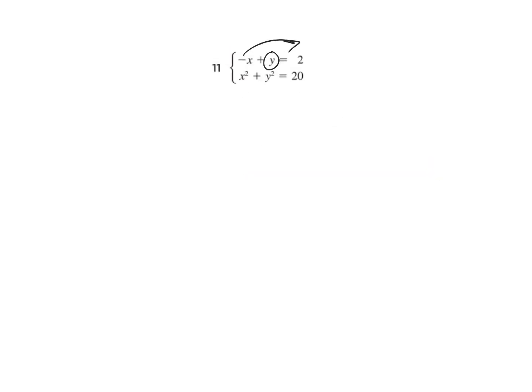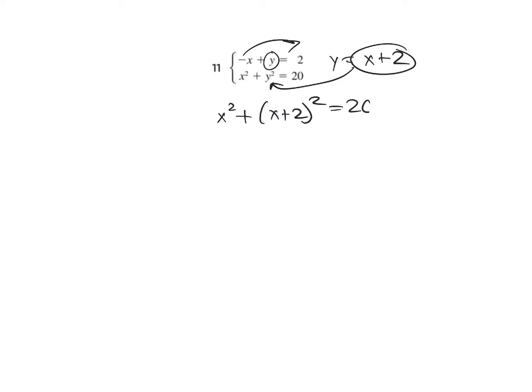Solve this equation for y. I get y equals x plus 2. I'm going to substitute it into this equation. X squared plus x plus 2 squared equals 20. So we square the x plus 2. You're going to get x squared plus 4x plus 4 equals 20.